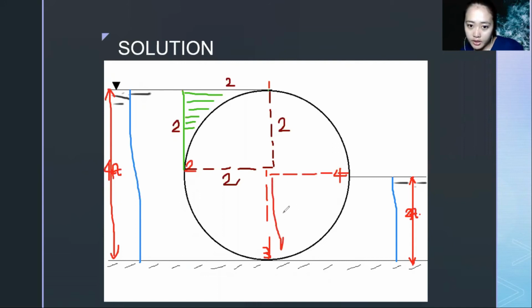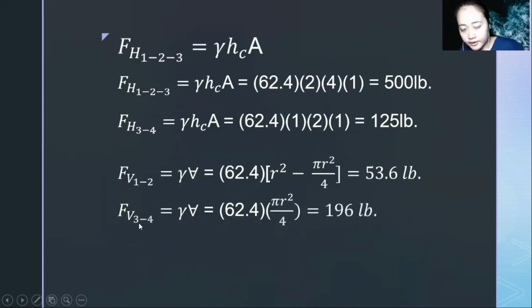So this will be the volume. And this area is pi r squared over 4. So the vertical force at point 3 and 4 is equal to 62.4 times pi r squared over 4, which is equal to 196 pounds.